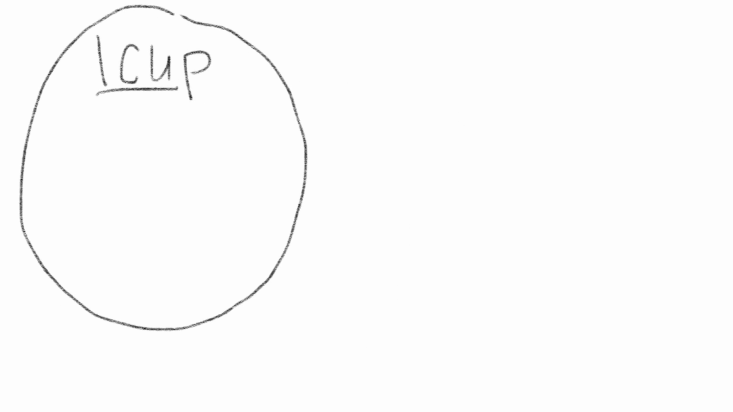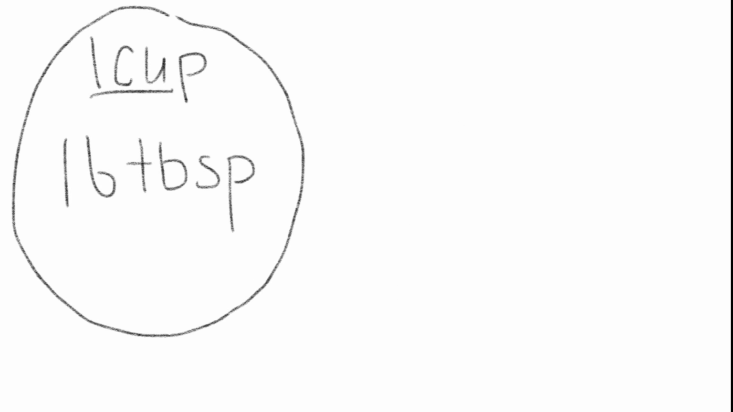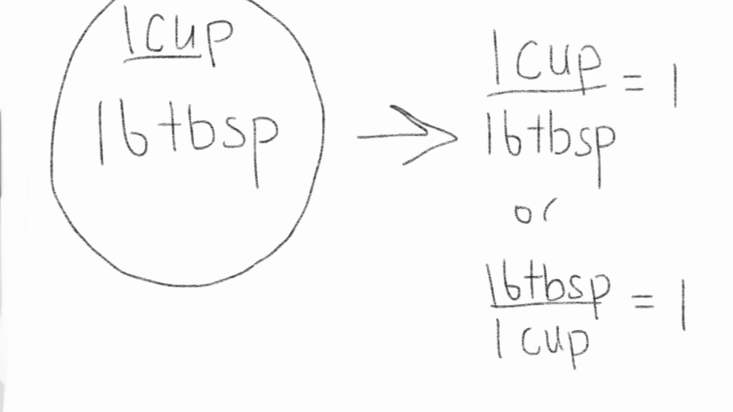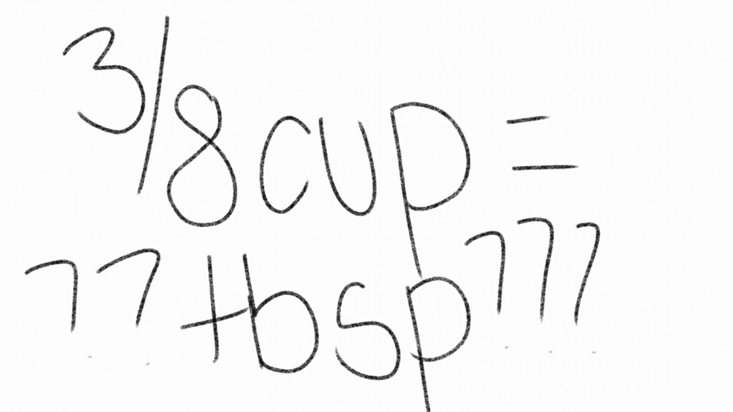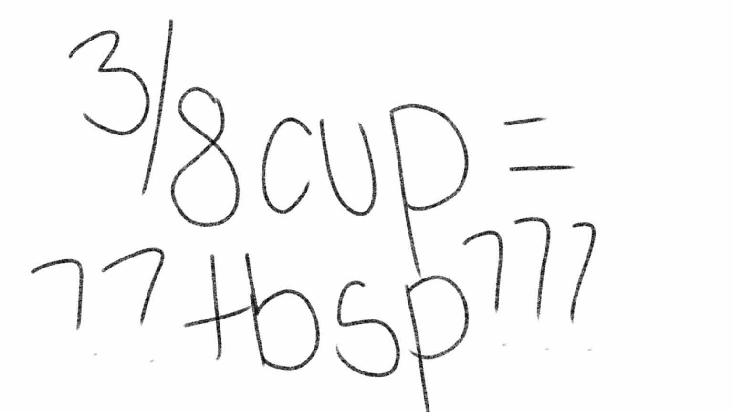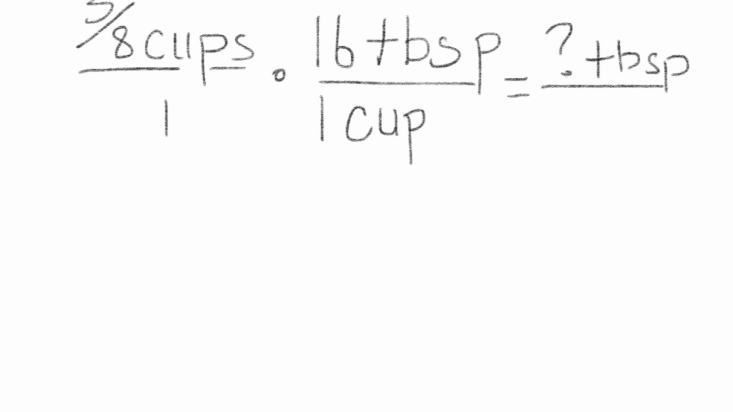In 1 cup, there are 16 tablespoons, so you would create the ratio as 16 tablespoons over 1 cup. First, you want to know how many tablespoons of cocoa powder 3/8 cup is. To arrange the problem, you create a ratio of 3/8 cups over 1, since that is the amount that the new recipe calls for, and then you multiply it by the tablespoons and cups ratio you had previously created. You can cancel out the cups using the big 1.